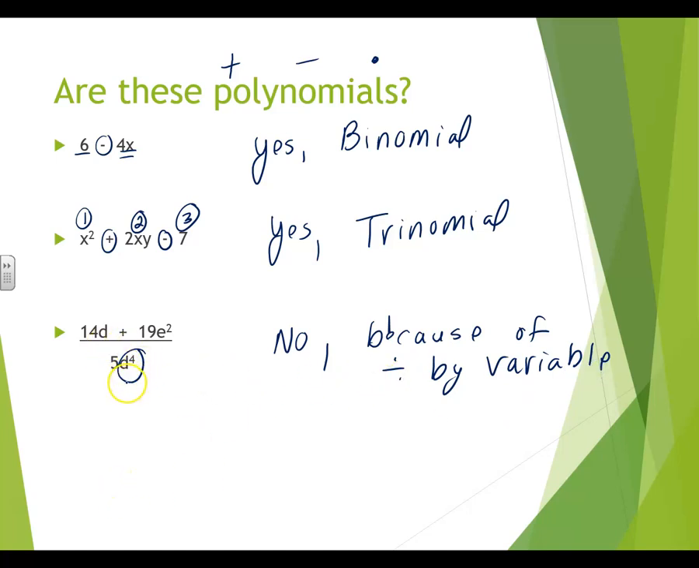That's what makes it not a polynomial. Because you could have 1/4 x squared. That still would be a polynomial. It's all right to divide by numbers. You can't have a variable in the bottom of a fraction.